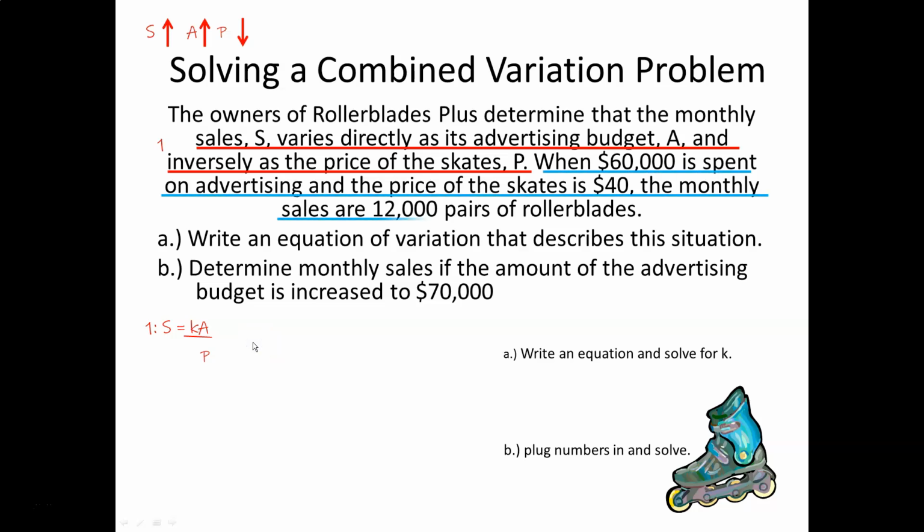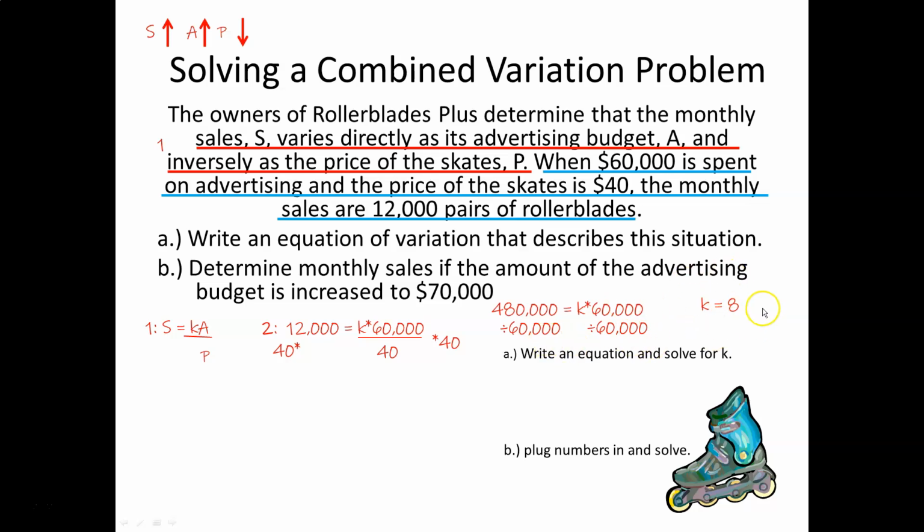Step 2, we use the next information. When $60,000 is spent on advertising and the price of the skates is $40, the monthly sales are 12,000 pairs of rollerblades. So we have $60,000 for A, $40 for the price of the skates, that's going to be P, and the sales are 12,000 pairs of rollerblades. So let's fill that all in and solve. So we have 12,000 equals K times 60,000 over 40. Now, you can either multiply by 40 like I did, or you could reduce the fraction. But I felt like multiplying by 40. And then once we got 480,000, we divide by 60,000, we ended up with K equals 8.